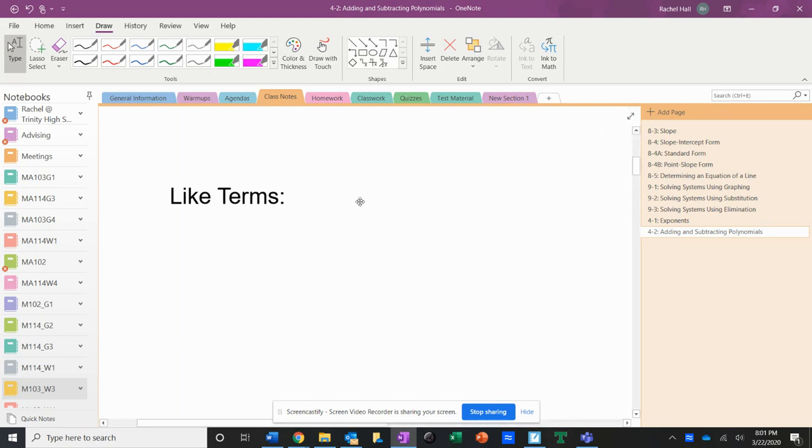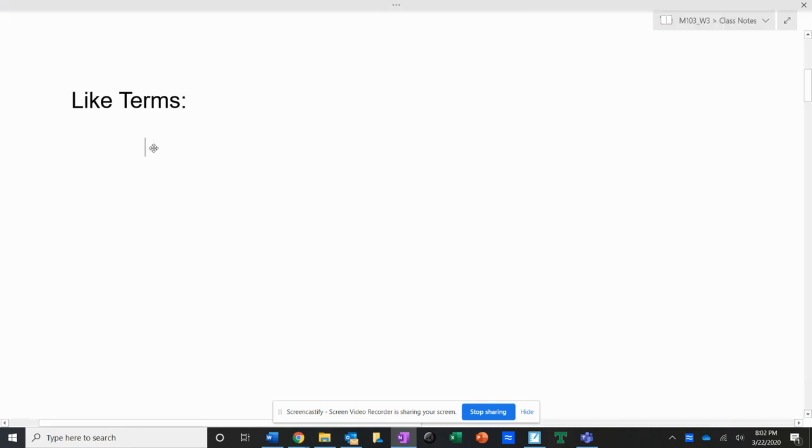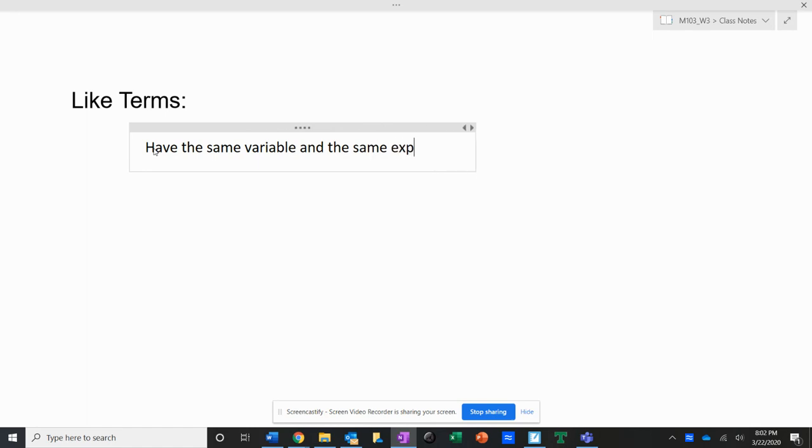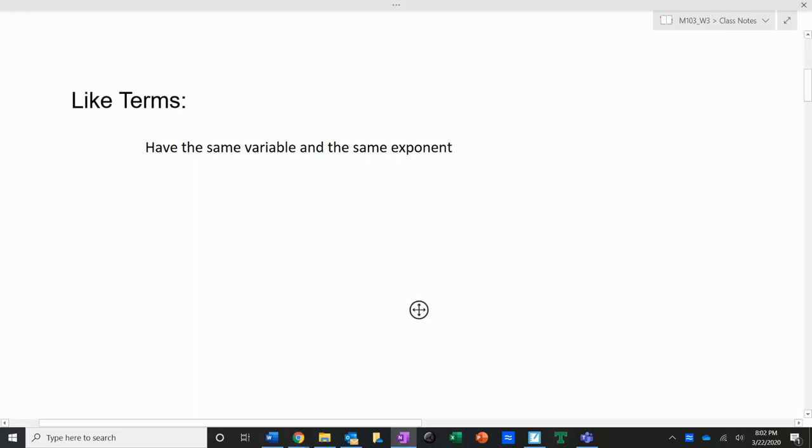Okay, no doubt you've heard of like terms before, but what does that mean? If we're going to give a definition for it, like terms have the same variable and the same exponent. Like terms have the same variable and they have the same exponent. So an example of some like terms, you might have 3a and 2a. The variable is a, the exponent is understood to be 1 here. We could have x squared and negative 3x squared. Notice the coefficient, the number in front of the variable, has nothing to do with the like term. So as long as the variable and the exponent are the same, then those would be considered like terms.